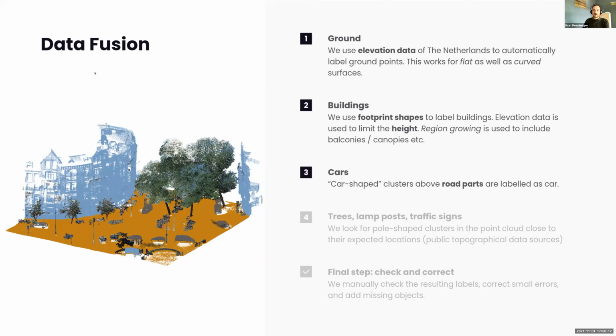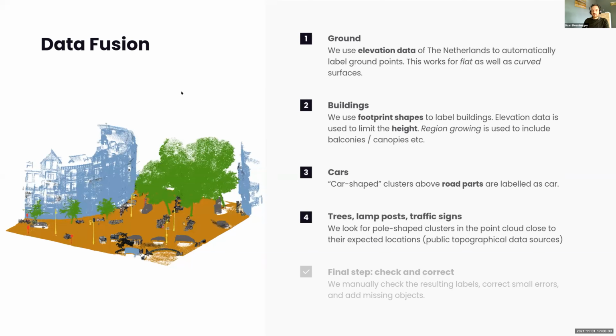We then also label cars. We look for car-shaped clusters above road parts and label them as a car. So car-shaped is kind of box-like with certain dimensions. We looked up, for example, the standard dimensions of typical personal vehicles and used those as threshold values to see if a box-shaped object might be a car or not.